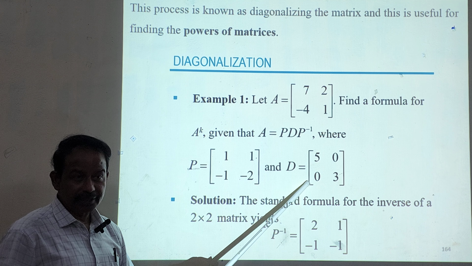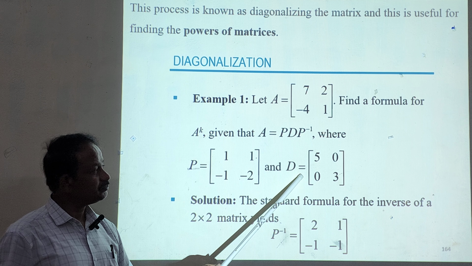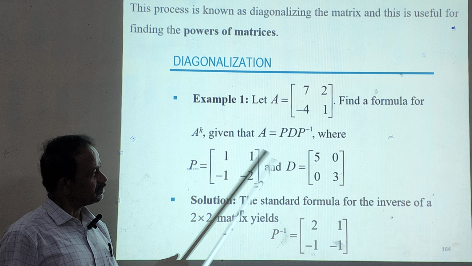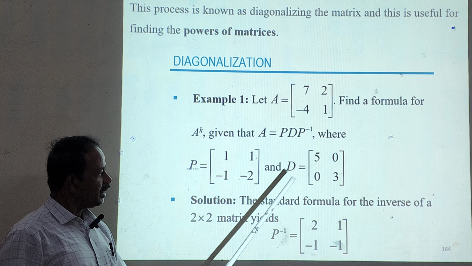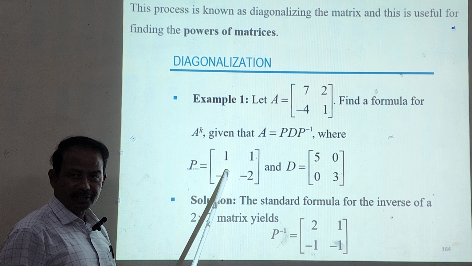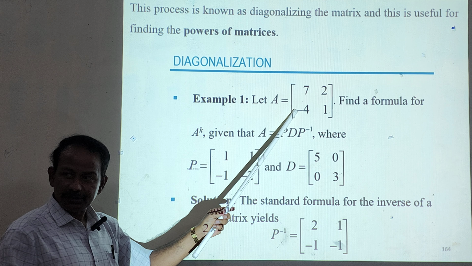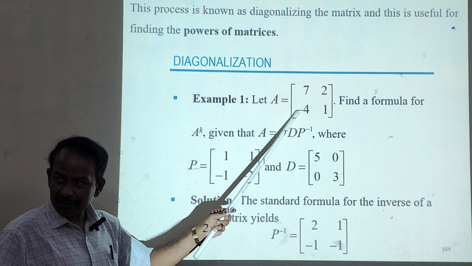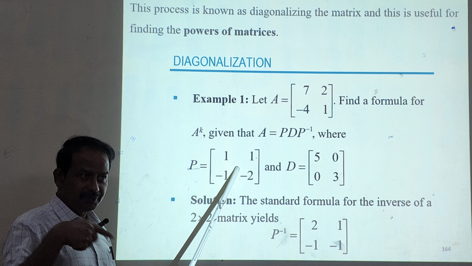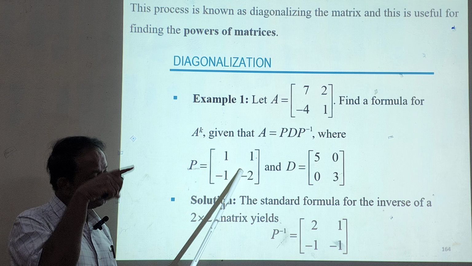So we have found out already D. D is the diagonal form. It is given as this one. And P inverse also is given. You can find out P inverse now. You have to find out the eigenvalues, eigenvectors, and find out the model matrix P. So P inverse you have found out. So this is your assignment.